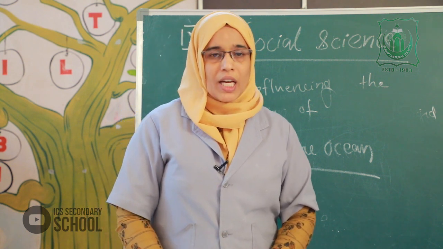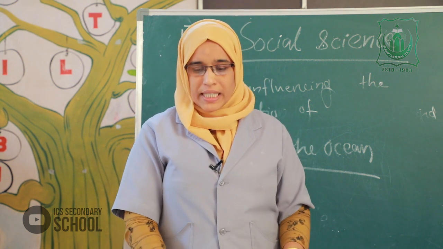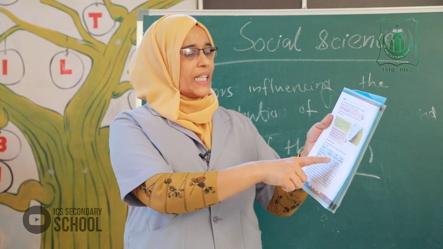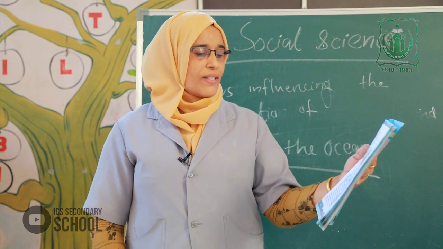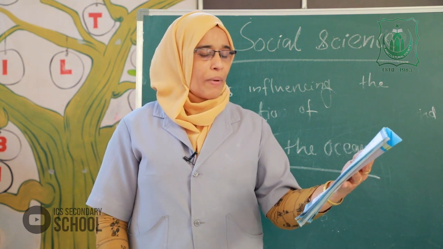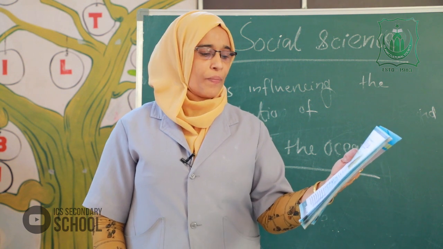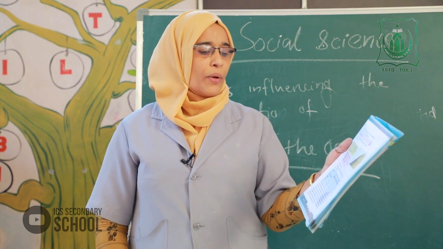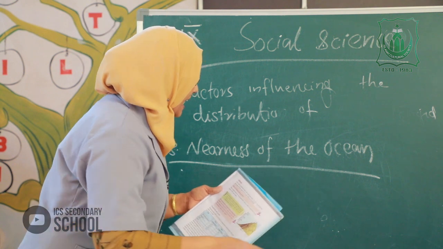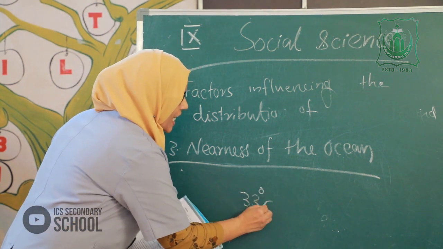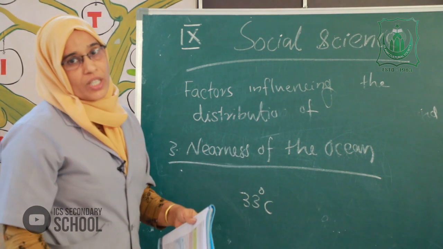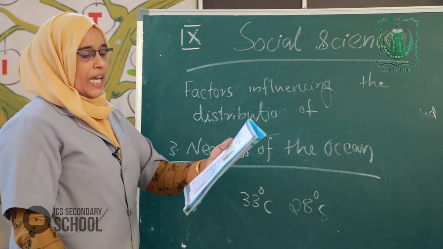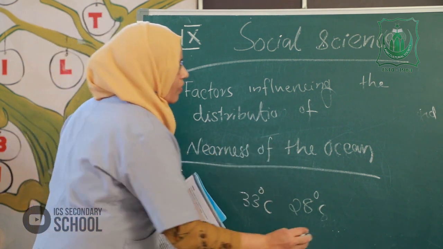Look at the textbook, page number 13. Examine the table showing temperature related data of some cities in India: Thiruvananthapuram, Bengaluru, Delhi and Goa. Maximum temperature, minimum temperature, range of temperature. Thiruvananthapuram maximum temperature 33 degrees Celsius, minimum temperature 28 degrees Celsius, range of temperature 5 degrees Celsius.